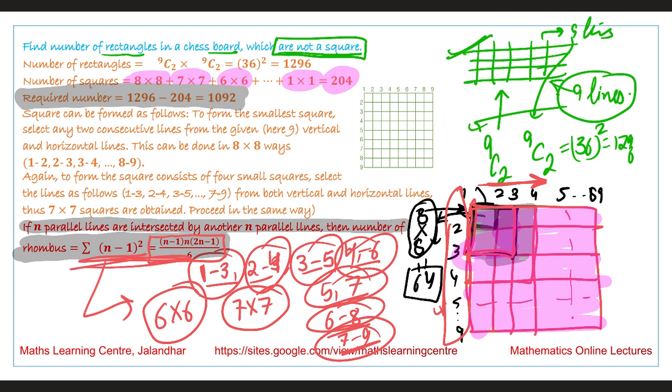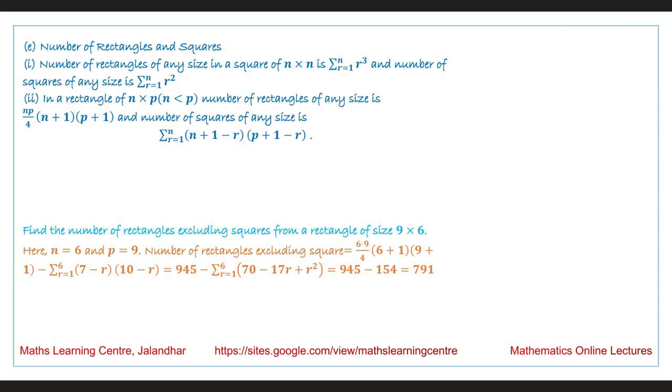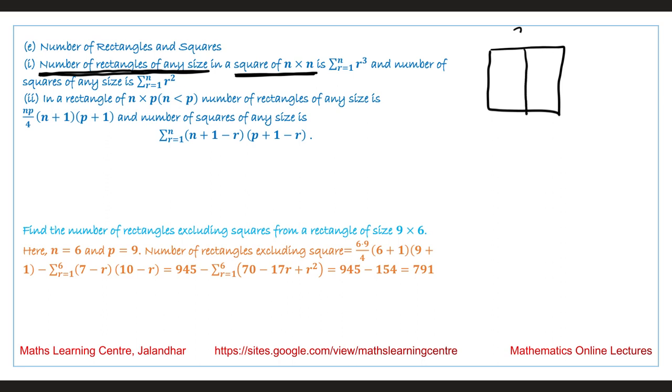That is, the lengths of their sides are equal. Now next, suppose we are given a square of size n cross n and we have to find how many rectangles of any size can be obtained. Suppose I am talking about a square whose length is 2 cross 2. If its length is 2 cross 2, it means we have 1, 2, 3 lines here and 1, 2, 3 lines here.